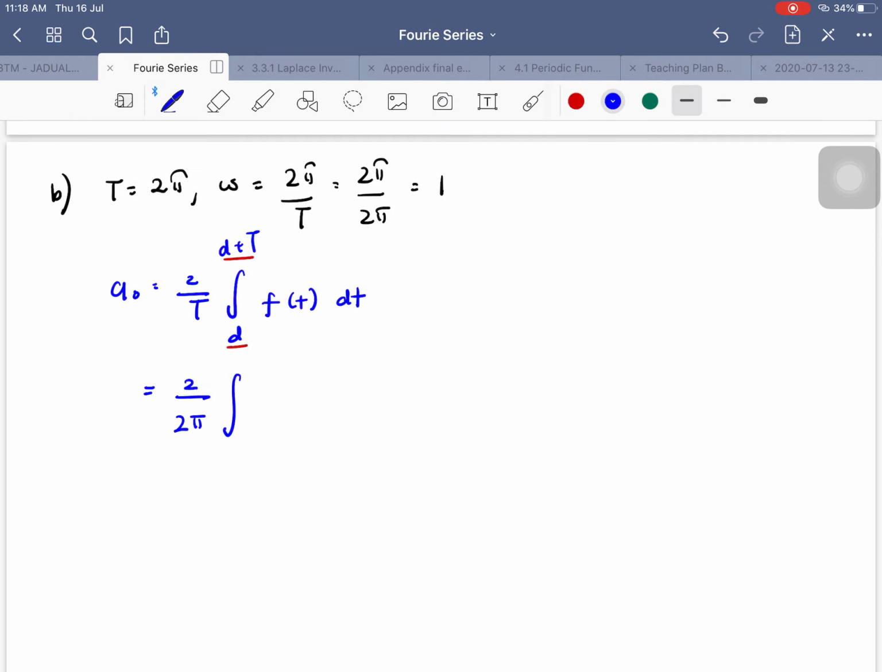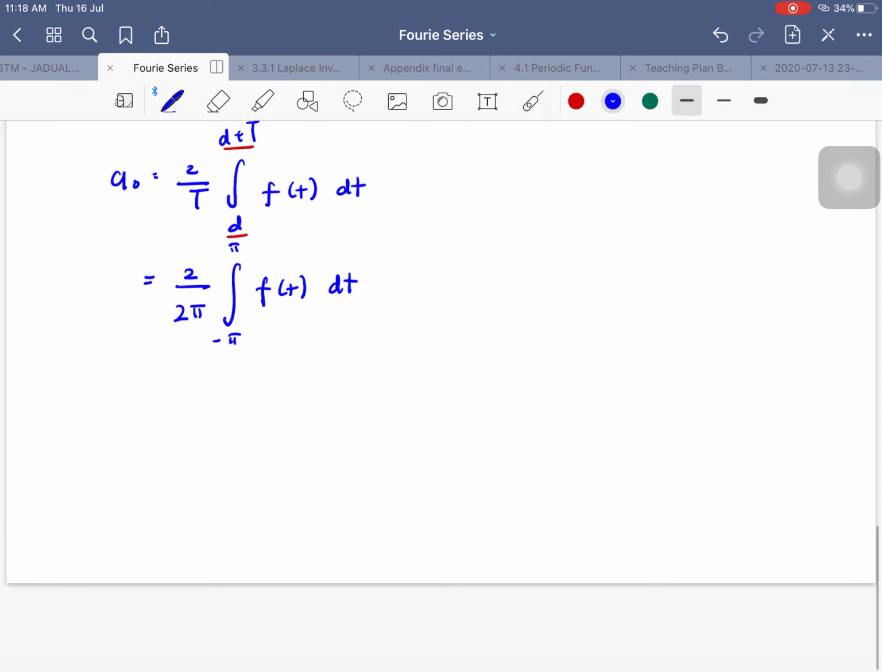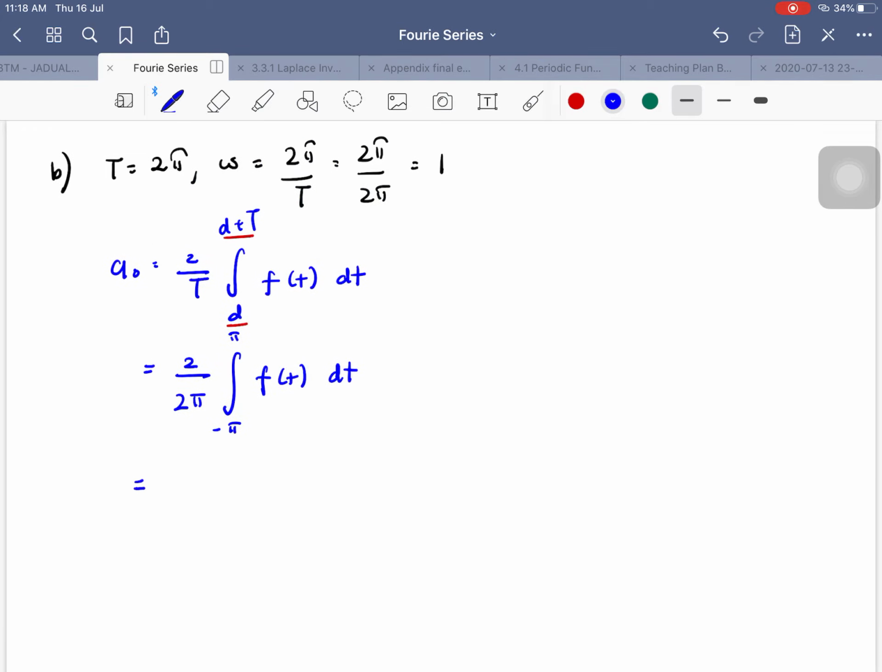Now I can substitute the fact that my d value is equal to negative pi, and my d plus T value is equal to pi, for the function f of t dt. Now I'm going to simplify this. When I cancel the 2 at the top and the 2 at the bottom, I'll end up with 1 over pi.